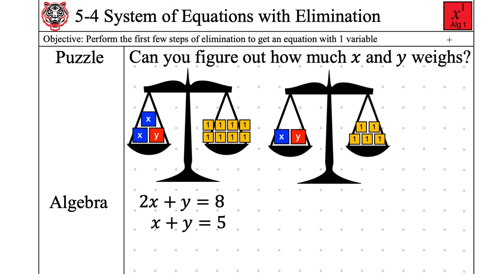All right, so our objective, who's going to read it? Looks like the first card up was Jade. Perform the first few steps of elimination to get an equation with one variable. Boom, there it is, right, thank you.